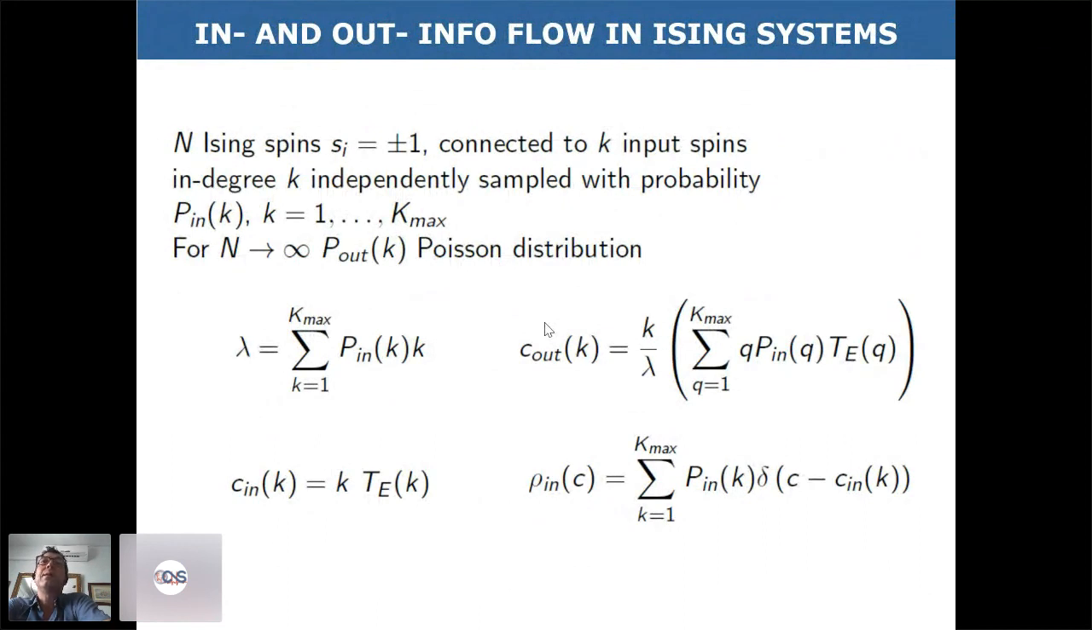So now we implement n Ising spins on a lattice, each one connected to k input spins. So we have the in-degree k, which is independently sampled with a certain probability p in decay. And then for a large number of spins, the probability of outgoing information flow follows a Poisson distribution. So here we have the outgoing connectivity distribution, and this is the incoming connectivity distribution. So what happens if we look separately at incoming and outgoing connectivity?